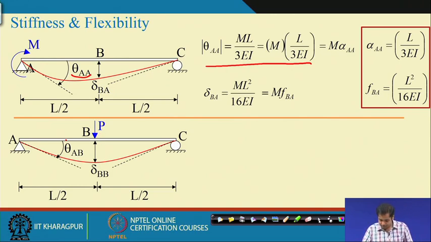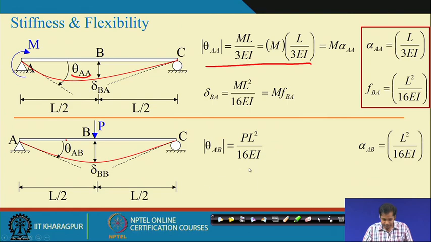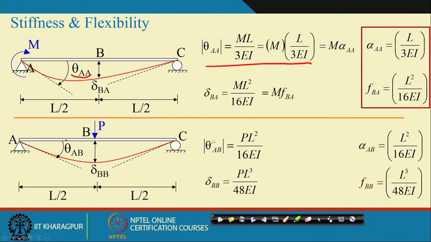Now, again from structural analysis 1 we know the relation, how theta A B and delta B B are related to P, and these are coefficients. If you look carefully, these coefficients are flexibility coefficients. Why is it a flexibility coefficient? Because alpha A A is essentially the displacement for unit force. When M becomes 1, then alpha A A becomes theta A. Similarly, when P becomes 1, delta B B becomes F B B. So, these are the flexibility coefficients.